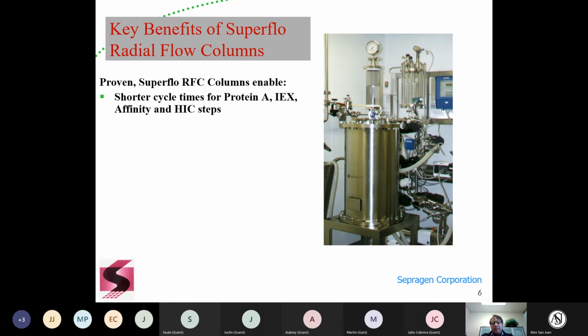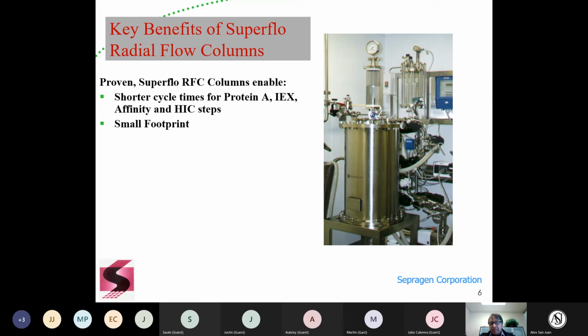So the benefits of the radial flow columns are short cycle times, particularly with protein A, ion exchange, affinity, and HIC. The radial flow design is such that you're using short beds to go fast. I mean, nowadays, people are using ion exchange membranes, which are very, very thin beds. So we all know that short beds are fine. You don't need 20, 30, 40 centimeter beds in order to do a separation, particularly with bind-elute separations like ion exchange or affinity.